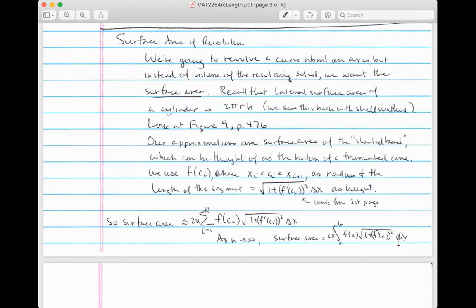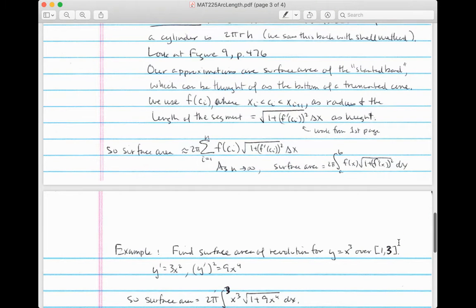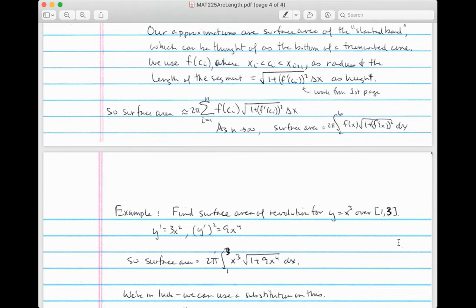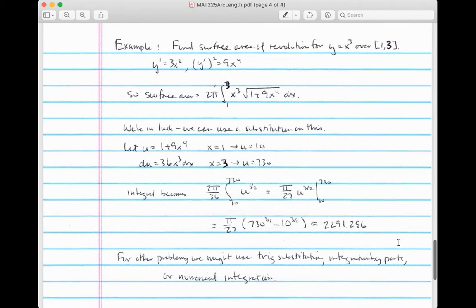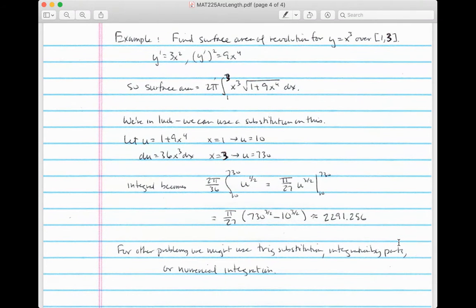One quick example to show how we can solve these problems. Again, our capacity is pretty limited. We're often going to have to go with a Simpson's rule type of solution. But here's one that we can work. y equals x cubed over 1 to 3. We revolve that around the x-axis. I didn't state that on the page here, but we're revolving around the x-axis.